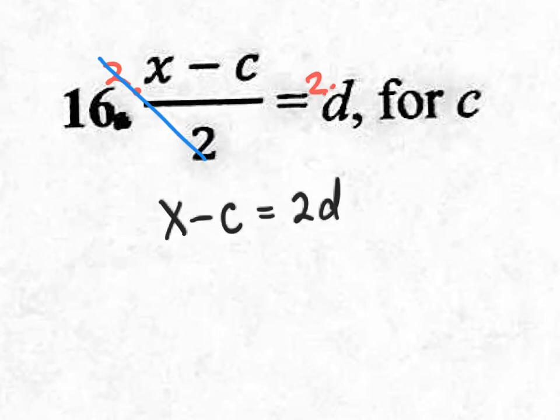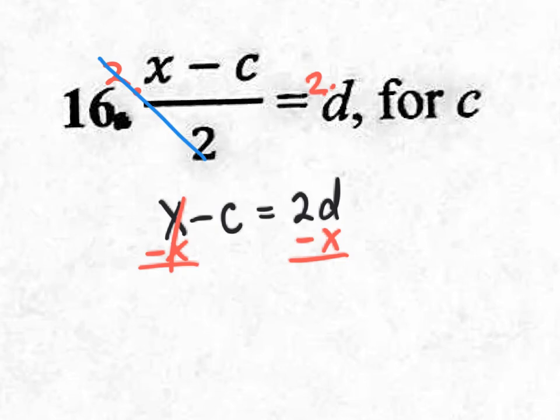All right. Now, we need to get C by itself. So I got rid of the divided by 2. That's great. But I still have an X out here in the front. How do I get rid of that X? Minus X, right? So let's go minus X here. And let's go minus X over here.